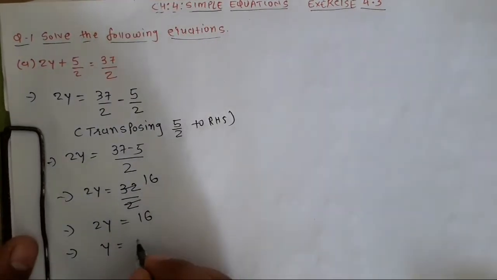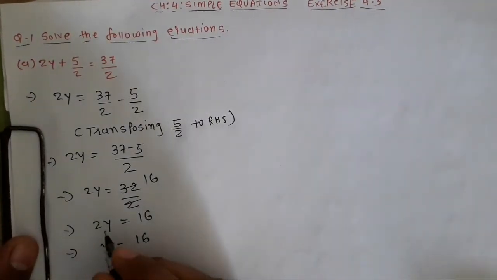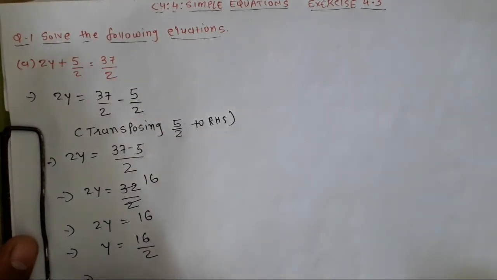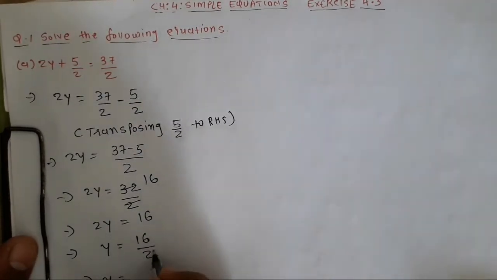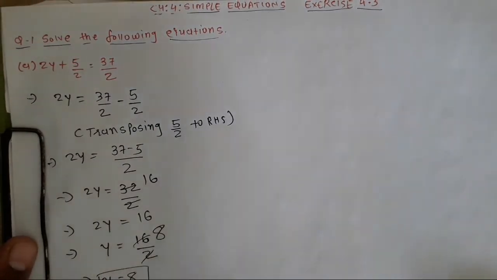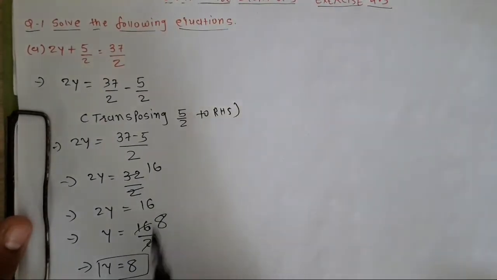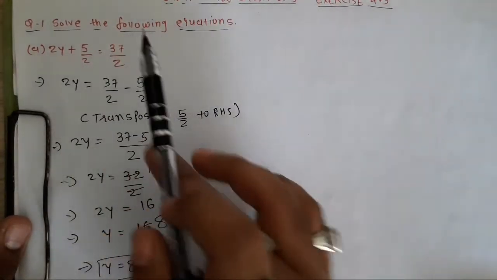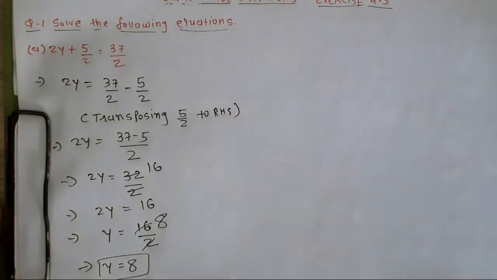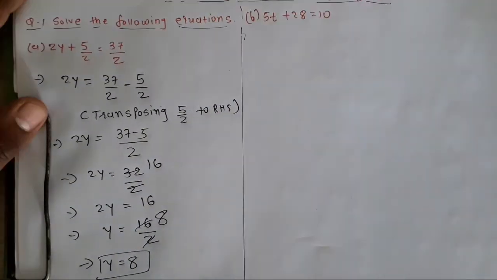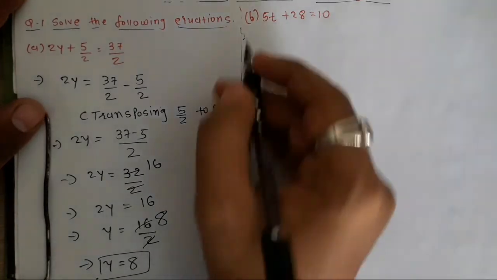So here y is equal to 16 divided by 2. Now 2 is in multiplication. I will take this one to the other side, then it will come in division. Now y is equal to, we all know 2 eights are 16. So y is equal to 8 is my solution for this given equation. So if I put 8 in place of y, then I will get 37 divided by 2 as my answer.